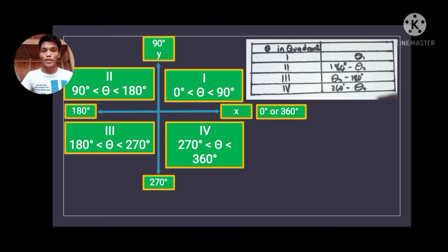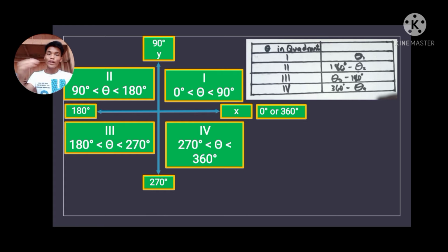As you can see, we have the Cartesian plane, the y-axis and the x-axis. We also have quadrant 1, quadrant 2, quadrant 3, and quadrant 4. Quadrant 1 exists between 0 degrees and 90 degrees. Quadrant 2 exists between 90 degrees and 180 degrees. Quadrant 3 exists between 180 degrees and 270 degrees. And quadrant 4 exists between 270 degrees and 360 degrees.